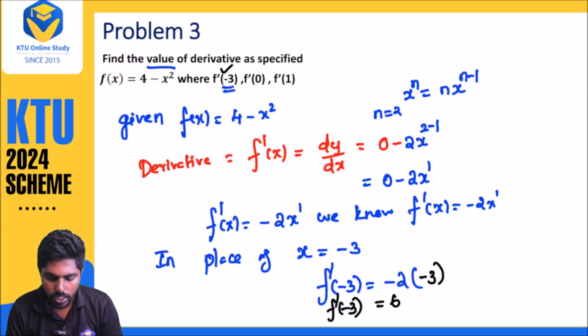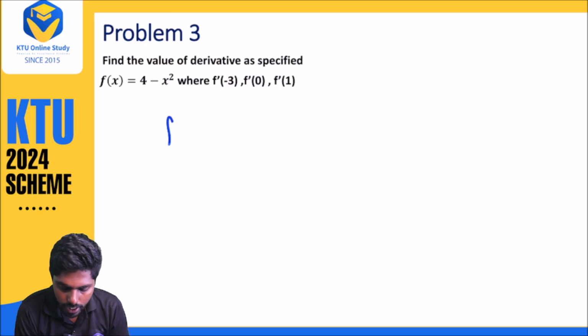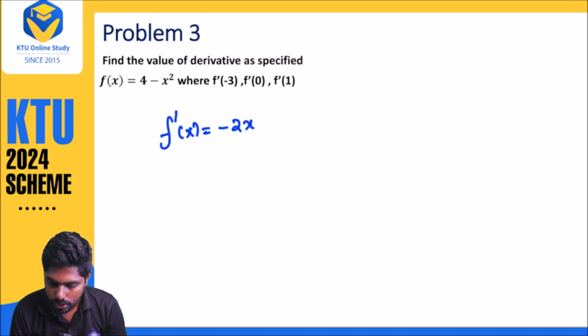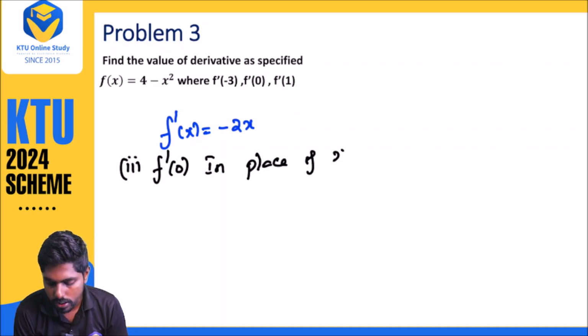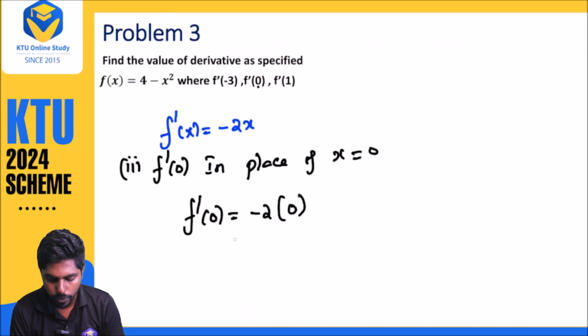So this is our first question answer. So what about the second one? Second one, they are saying in place of x, there it is a 0. We know f dash is nothing but minus 2x. So what is the second question? Second question, they are indicating about f dash of 0. So in place of x, x is equal to 0. So f dash of 0 is equal to minus 2 into 0. So what is minus 2 into 0? It is 0. So f dash of 0 is nothing but 0.